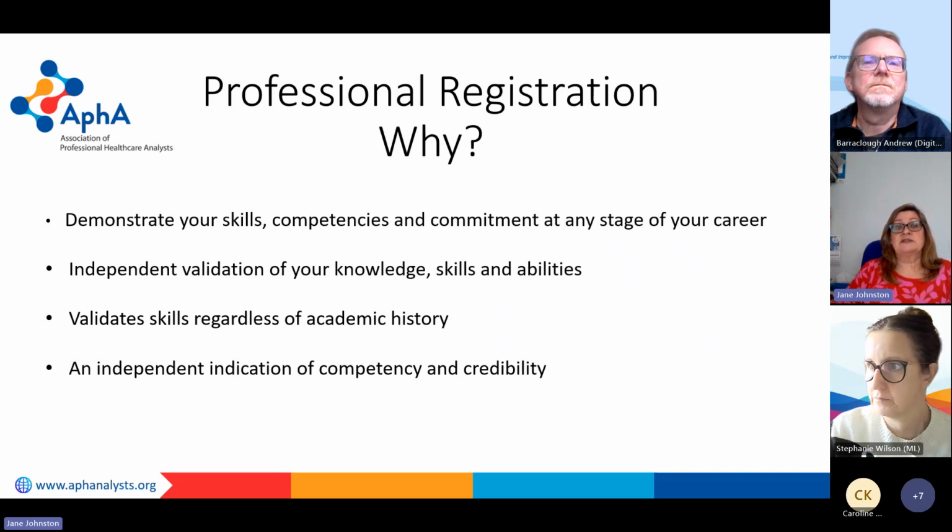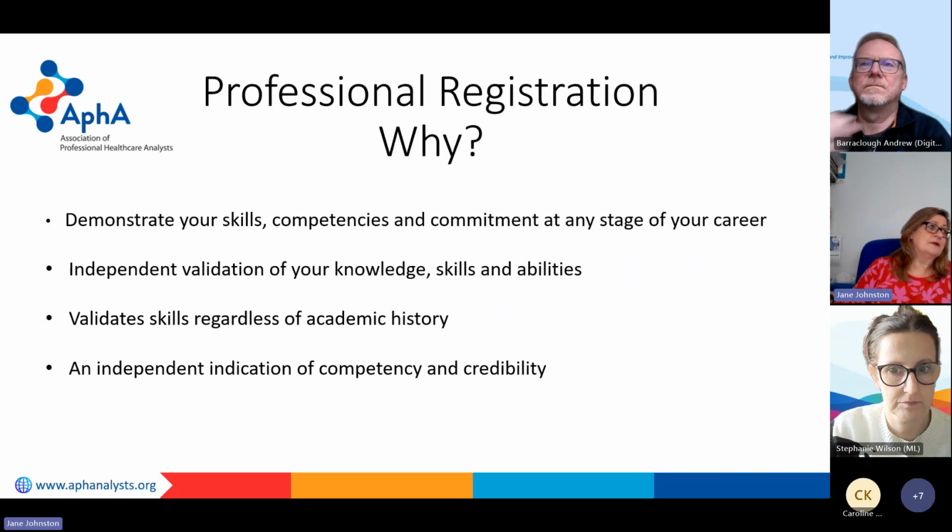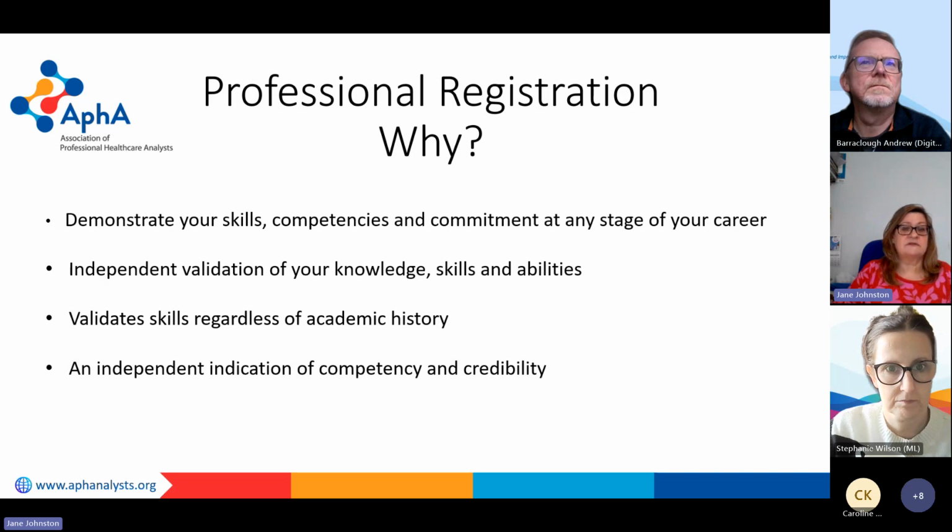We do this registration to demonstrate skills and competencies. All your colleagues in finance and clinical sides, they all have to be professionally registered. They have to demonstrate their competencies. They have to collect CPD. They have to show commitment. They have to have validation, etc.